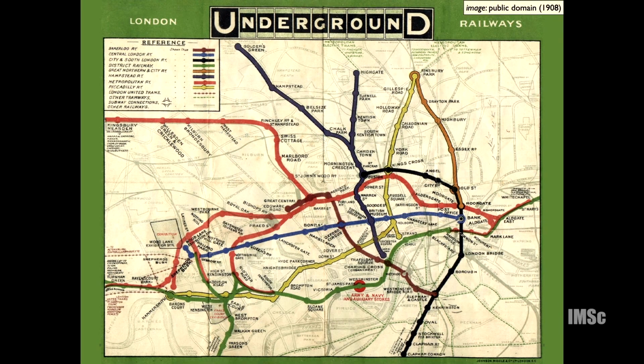This is a map of the London Underground from 1908, and I'm sure you've probably all seen maps like this before. But what I want you to tell me is, when you see a map like this, let's assume that you're a traveler, what's the sort of information that you can extract by just looking at this map?